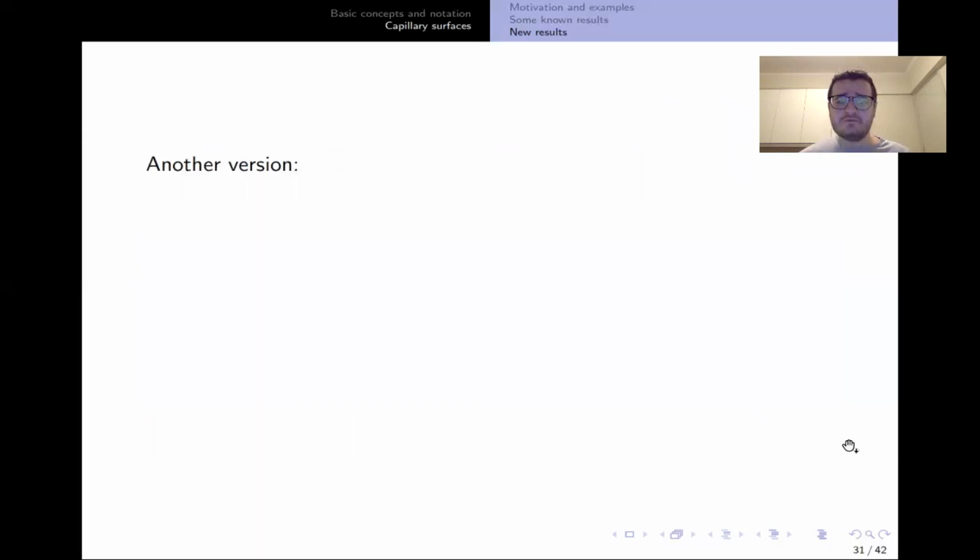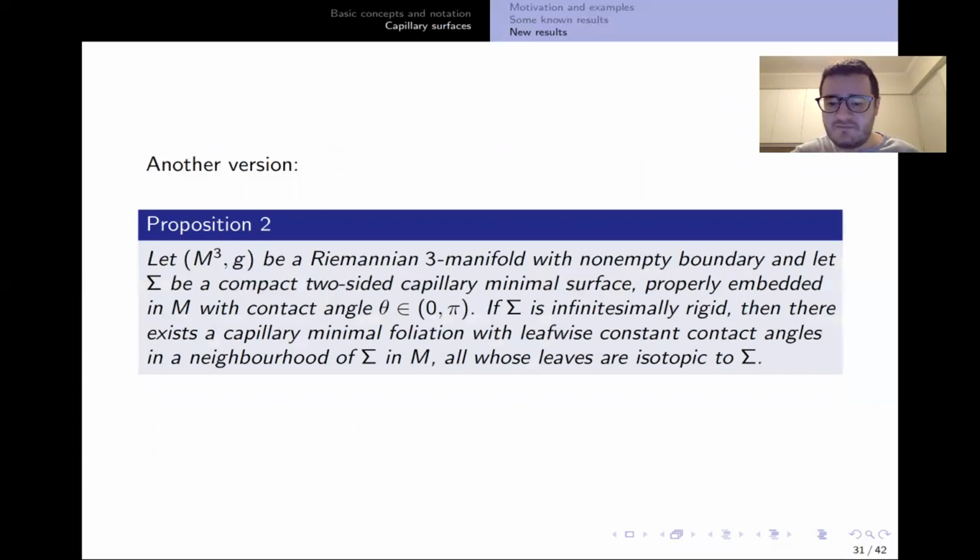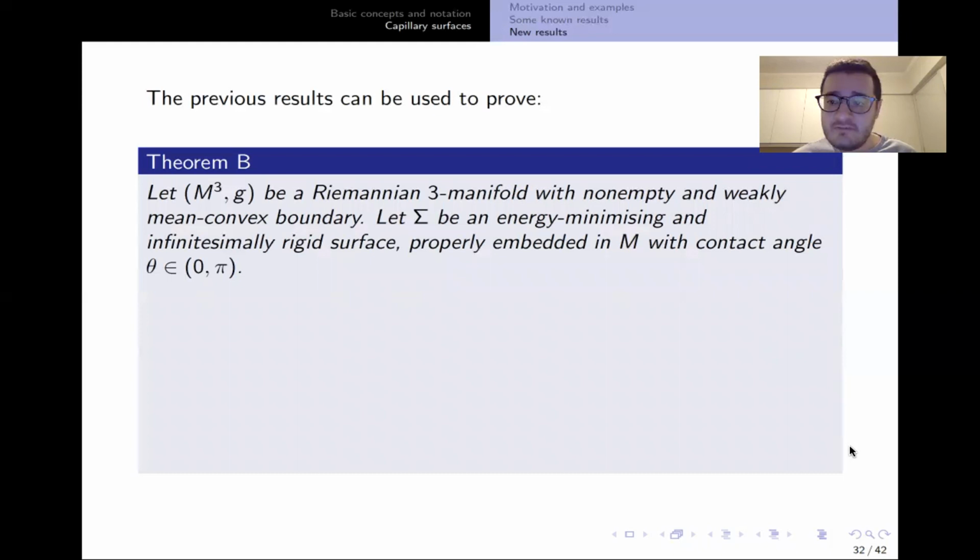And it's also possible to prove another version, which is similar to the previous one, but now the foliation we obtain is minimal. So every leaf is minimal, but now the contact angles are allowed to vary from leaf to leaf. They are constant along the boundary of each leaf, but they are allowed to vary from leaf to leaf. So this is basically the same idea as the previous one, but we now have to choose some different spaces and a different clever function to apply the implicit function theorem. So these two propositions, propositions 1 and 2, can be used to prove what I call theorem B, which says the following thing.